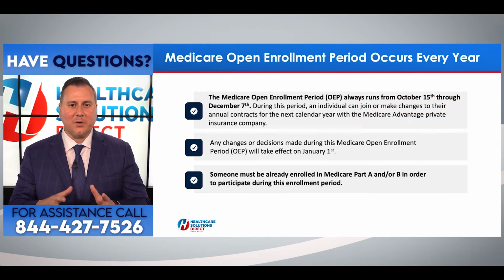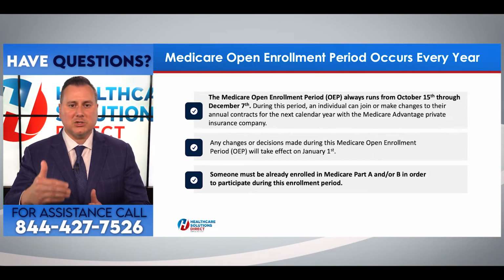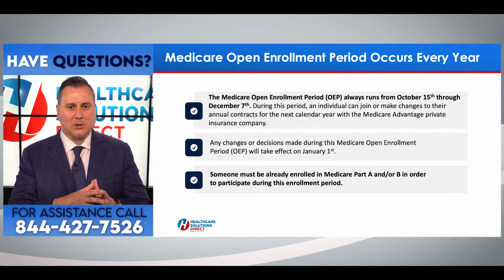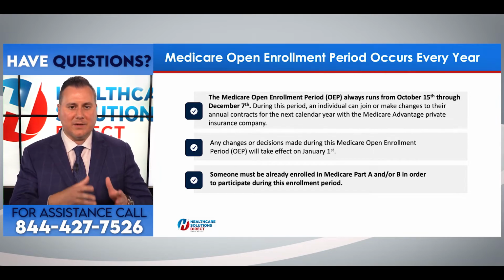So let's focus right now on the Medicare Open Enrollment Period that occurs every single year. Again, the Medicare Open Enrollment Period, OEP, always runs from October 15th through December 7th. During this period, an individual can join or make changes to their annual contracts for the next calendar year with the Medicare Advantage private insurance company.